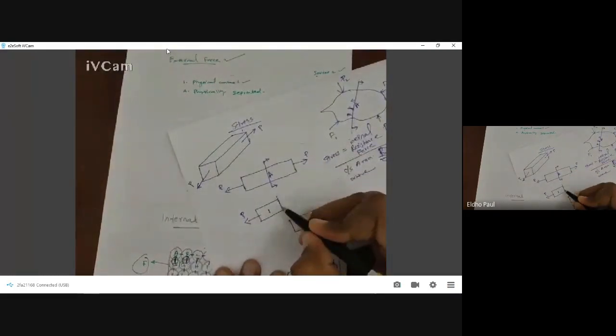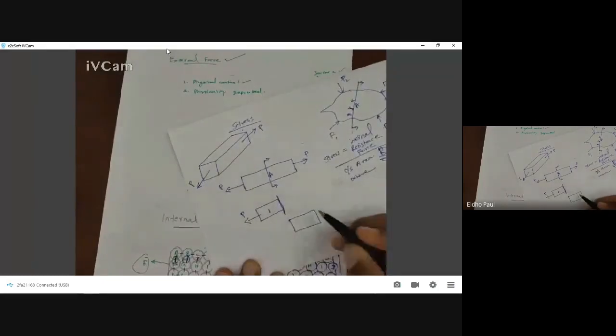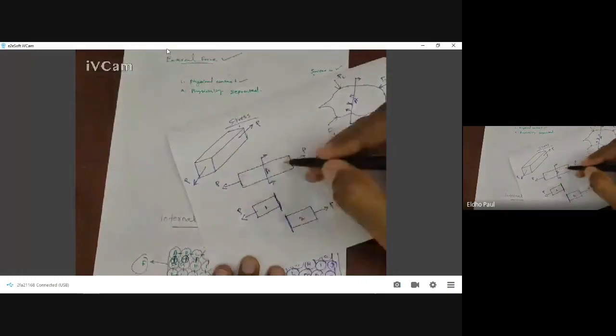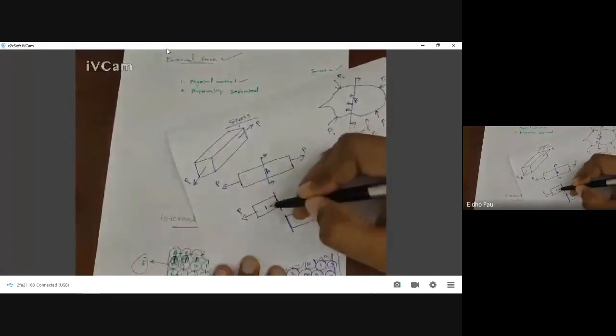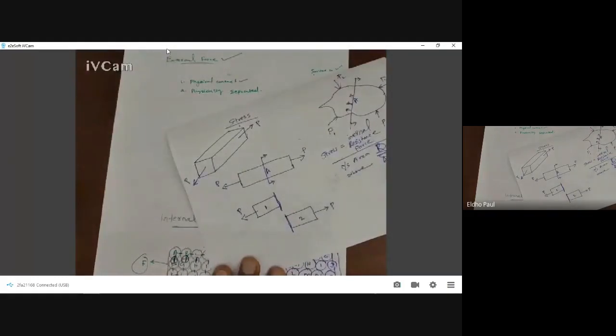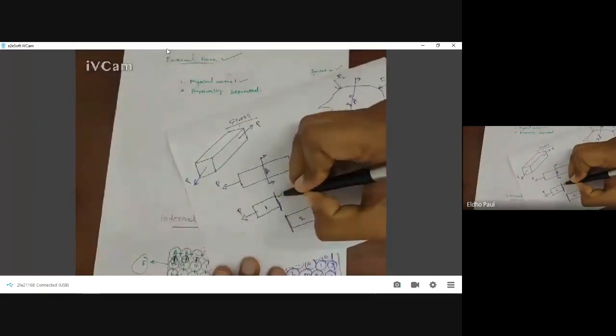And this is my cross section, and this is my second part where also P is acting. So I divide this bar into two parts: the first part on the left side, the second part on the right side. This is called the method of sections. And there will be some internal force developed.